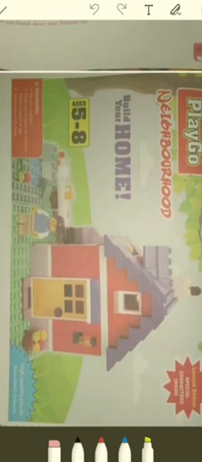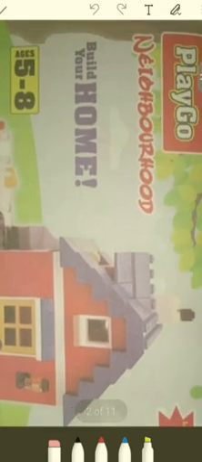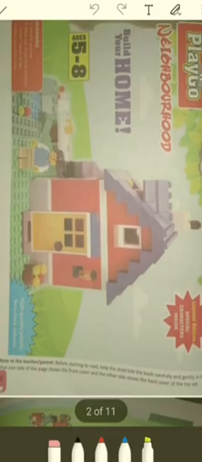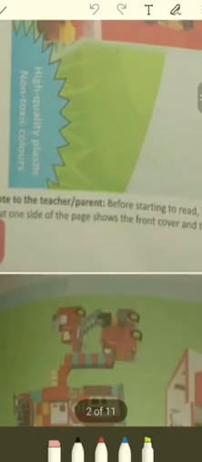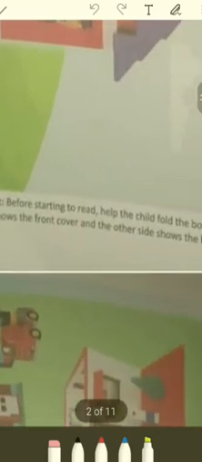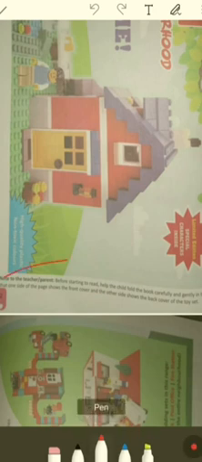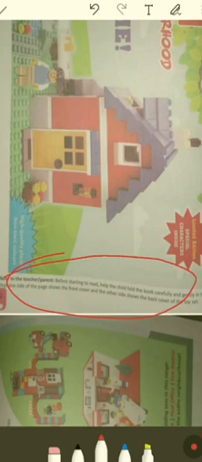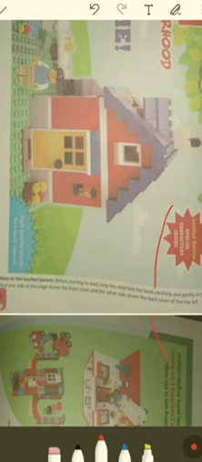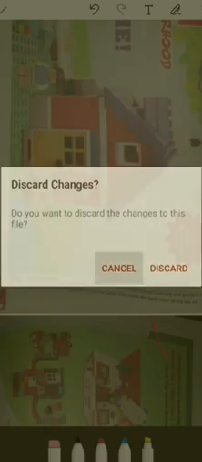So what is it? Let's see. Play game, play go neighborhood, build your home, ages 5 to 8. Okay, this we are not going to discuss now. So this is an activity. Clear? The details of activities are listed here. I suggest you do this on your own by folding the book on one part, and so on. Clear? So this is to be done by you. I'm not explaining this one.